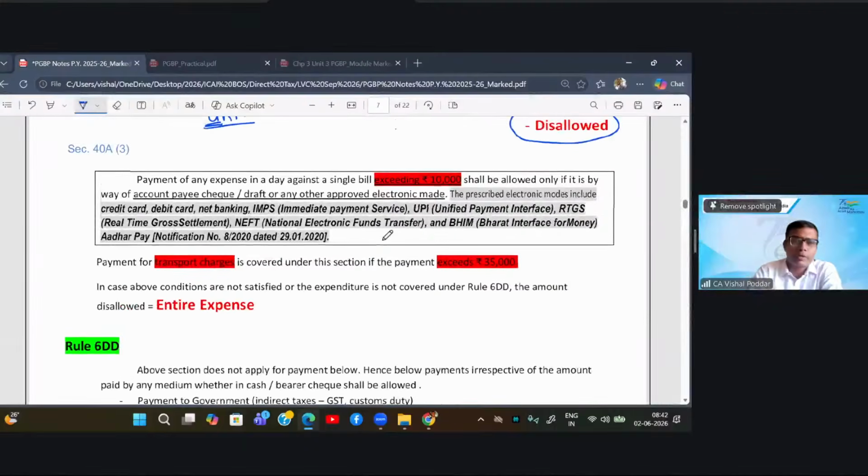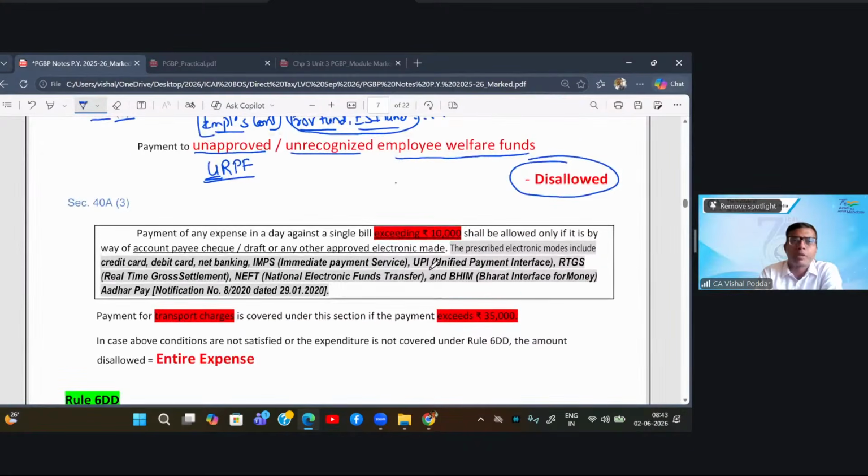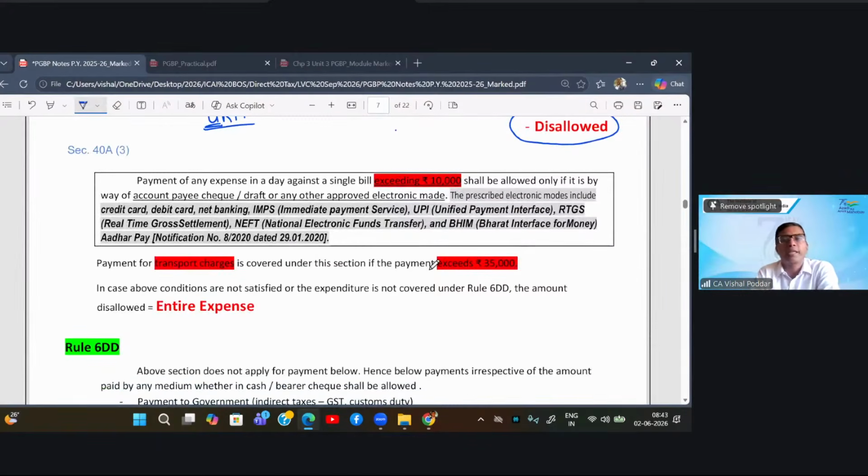Now coming to the next section. What is this next section? Section 40A, subsection 3. Now, what does this section say? See, let us first understand the ideology. This section was introduced to avoid people showing fake expenses in their P&L. Now see, why would I show a fake expense? What is a fake expense? Expense that never happened.